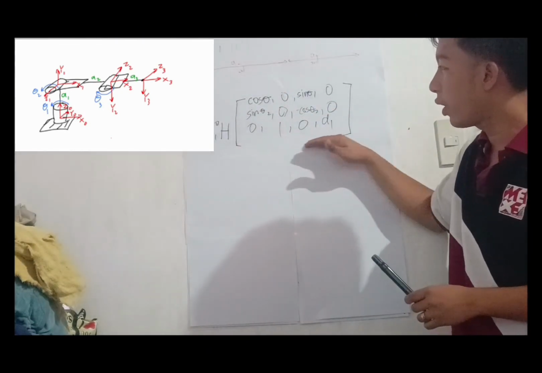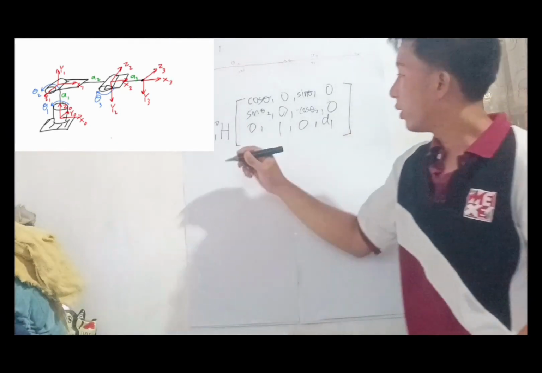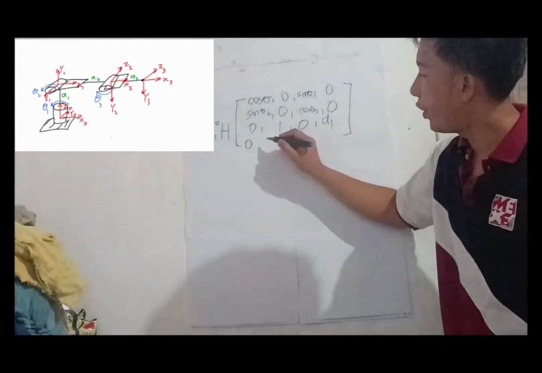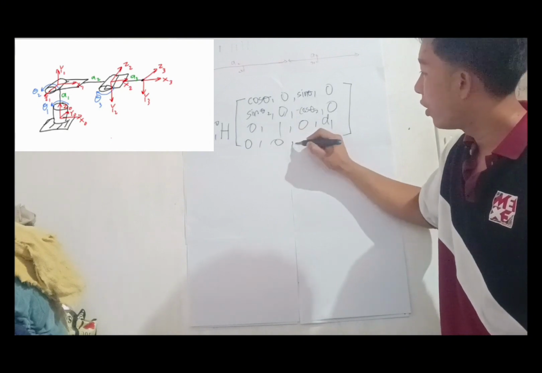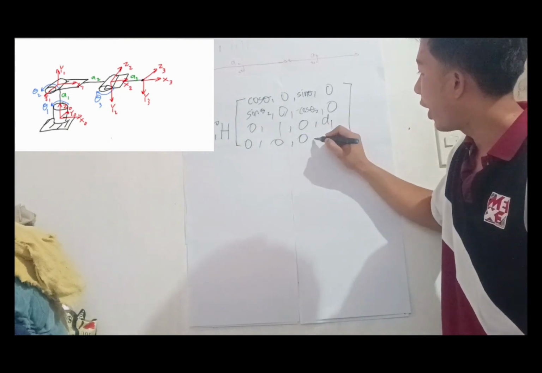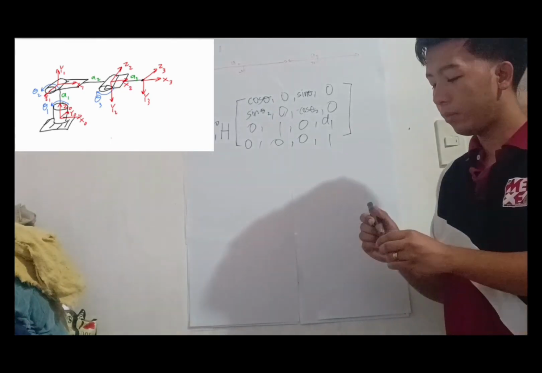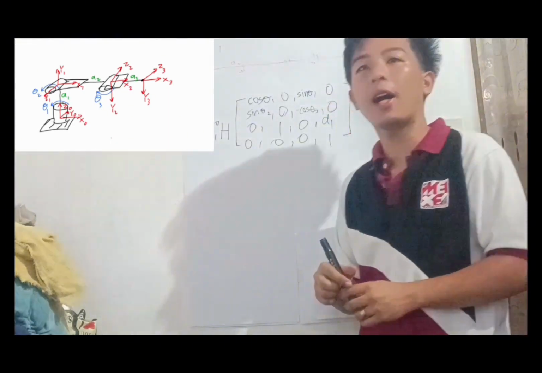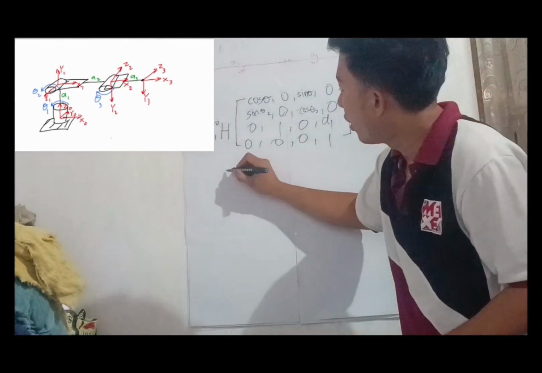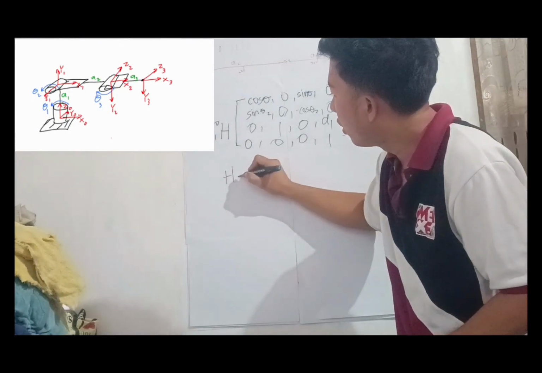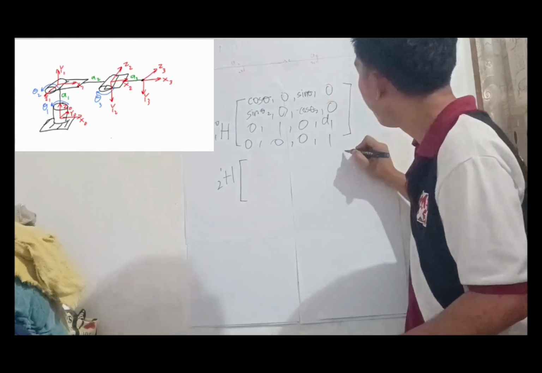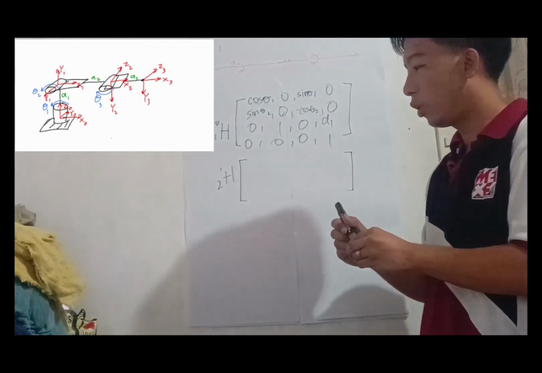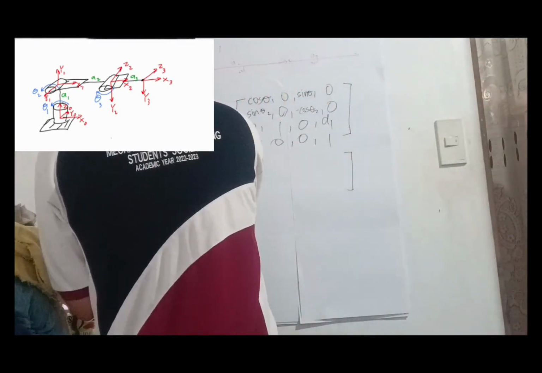So, for the fourth row, 0, there's no rotation. 0 again, there's no rotation. 0 and 1. So, let's proceed to H12.